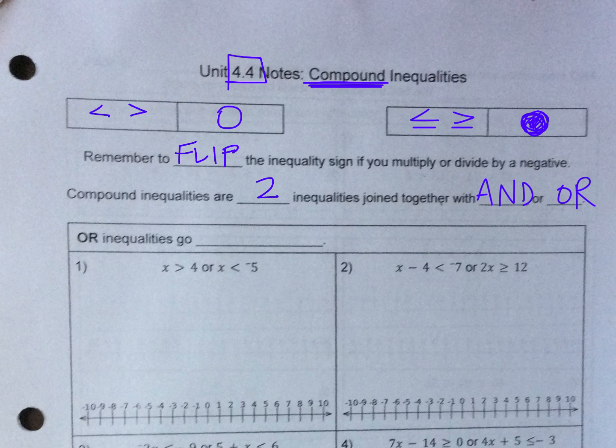Or inequalities go opposite each other, meaning when you graph them, one is going to go that way and the other is going to go that way. Because you can have ice cream or a cookie, but you can't do both if it's an or. So it's going to go opposite.